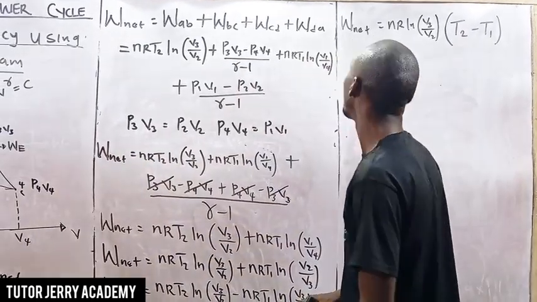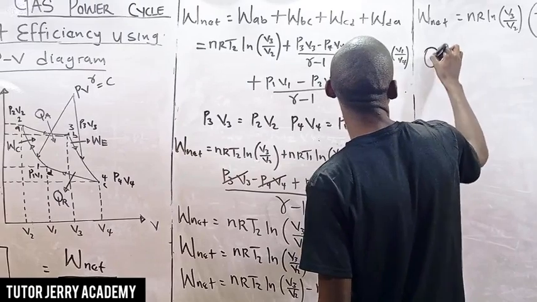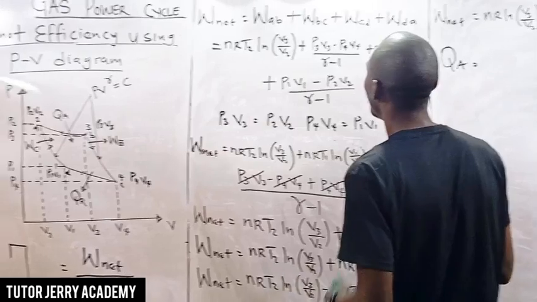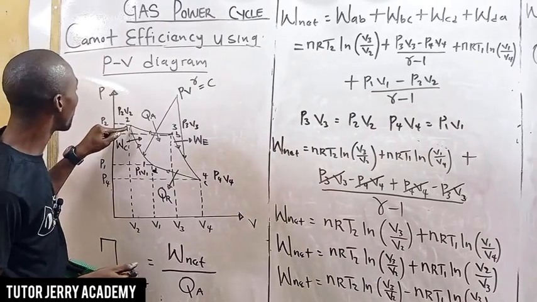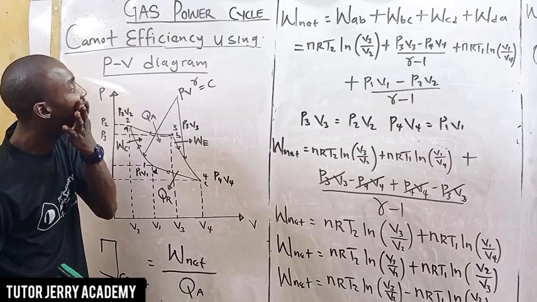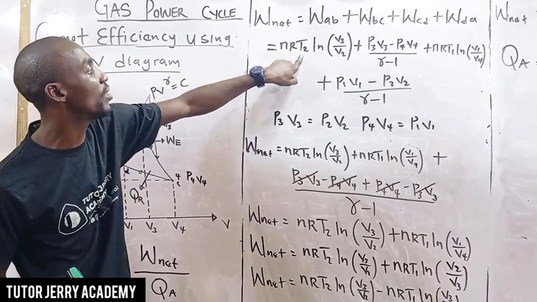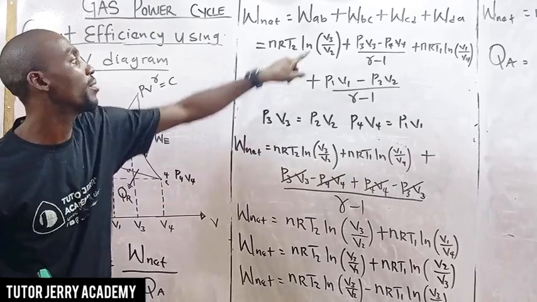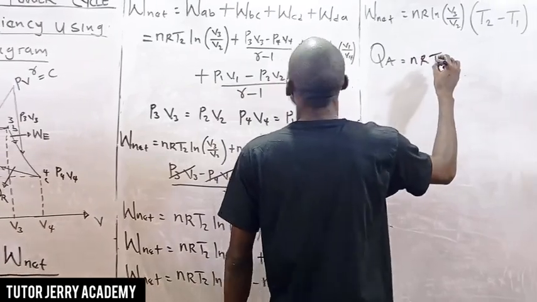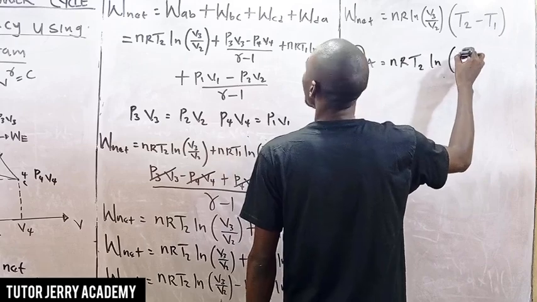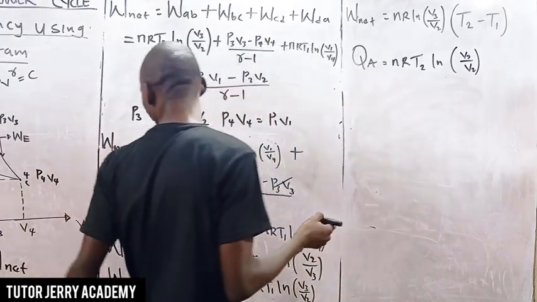All right, so this is my work net. Now, the next thing is our heat supply, that is QA. We already said our heat supply will be equals to the work done between A and B. And we already saw for the work done between A and B, you can see it here. The work done between A and B is nRT2 ln of V3 over V2. All right, now let's go back to our Carnot efficiency.